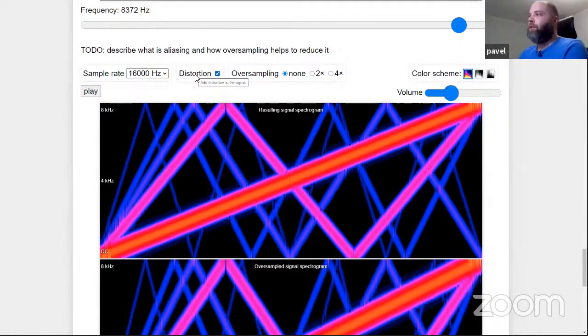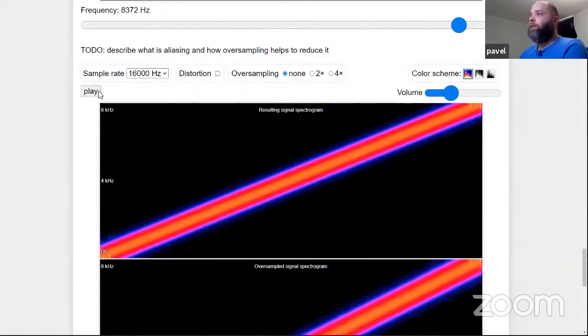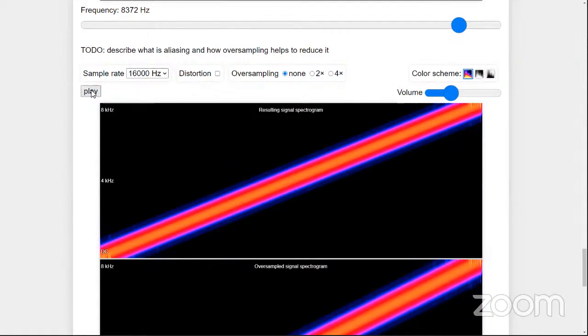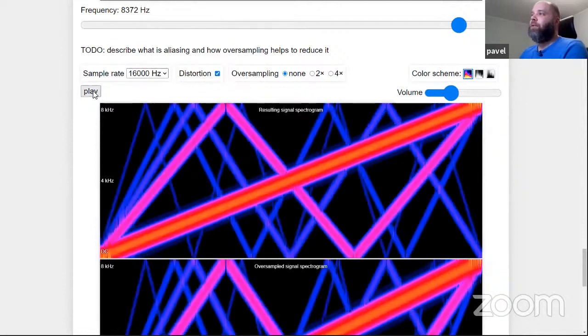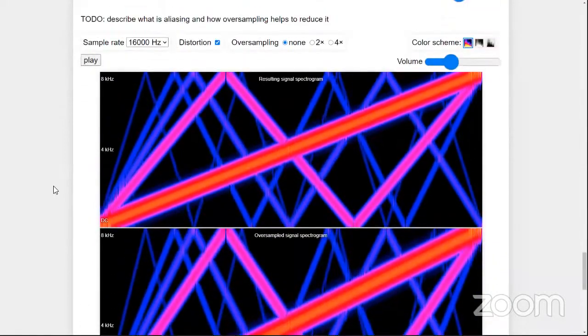This is with distortion. And you can see how all the high harmonics bounce back and forth between 0 and the Nyquist frequency. Nyquist frequency in this case is 8 kilohertz, since our sample rate is 16 kilohertz. And this is the undistorted signal. So you can see it's a little bit clearer, a little bit crispier. And this is the distorted sound.